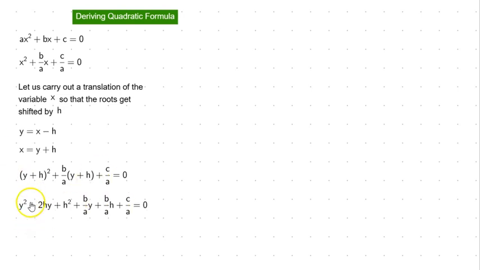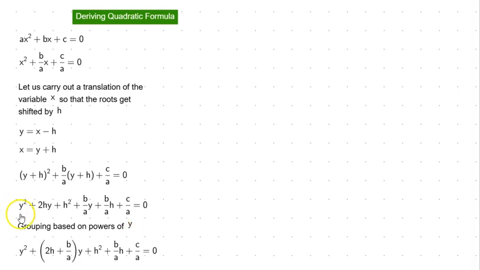Expanding it, we get y² + 2hy + h² + (b/a)y + (b/a)h + c/a = 0. Now, grouping based on powers of y, we get y² + (2h + b/a)y + (h² + (b/a)h + c/a) = 0. So these are all constants.